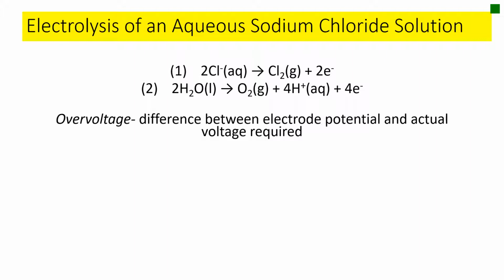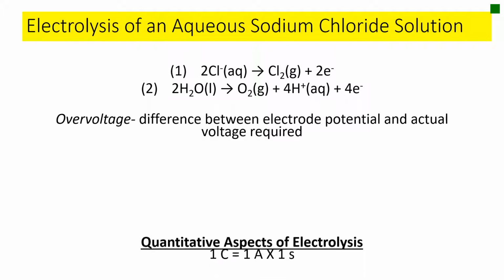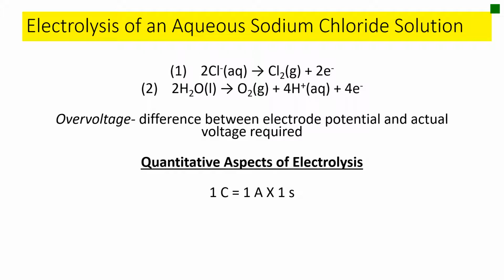The quantitative aspects of electrolysis are best explained by measuring the current in amperes that passes through an electrolytic cell in a certain time period. It can be seen as the following equation: 1 coulomb is 1 ampere times 1 second. This is the time measured, and these are the amperes.